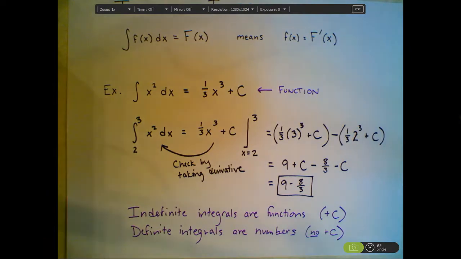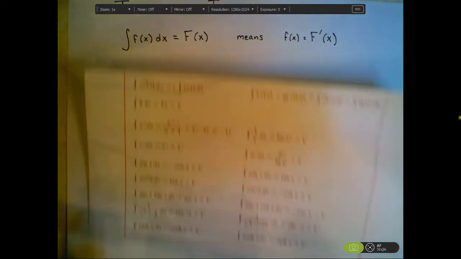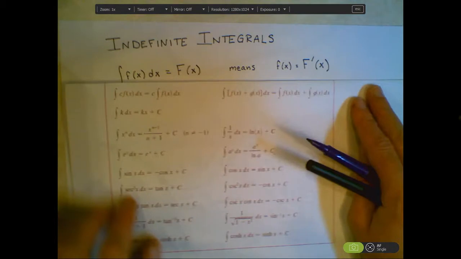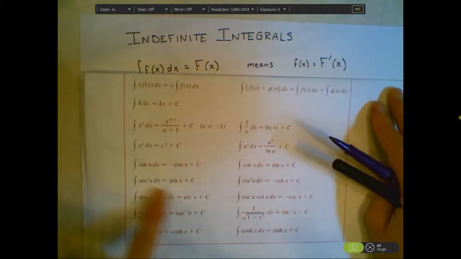So in your online textbook, they have a table. Hopefully I won't get any copyright trouble for putting this table up. Just don't tell anyone, right? It's on the internet, no one will know. It has a whole bunch of the antiderivatives that they want you to use.